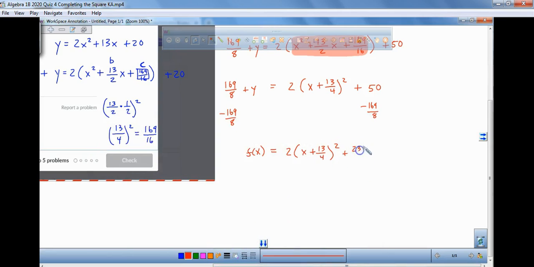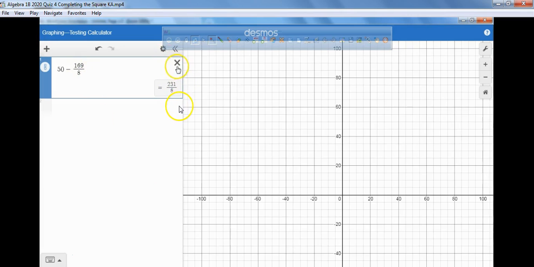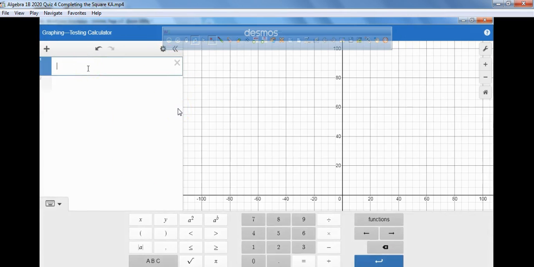Alright, so here's where I made my mistake. Now, everything's correct except for the y value of the vertex. And that's mainly because right here I should have put in a 20, but I put a 50 in for some crazy reason.